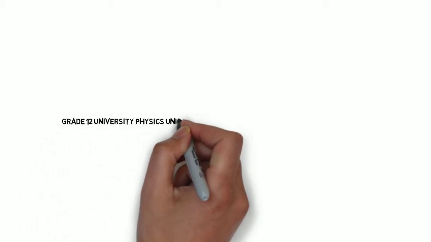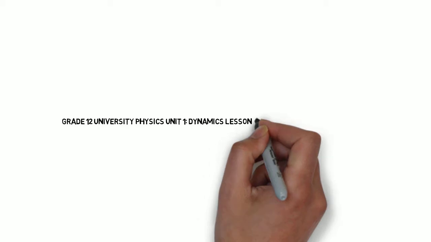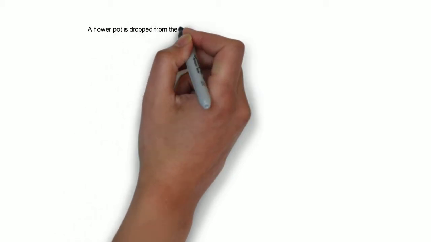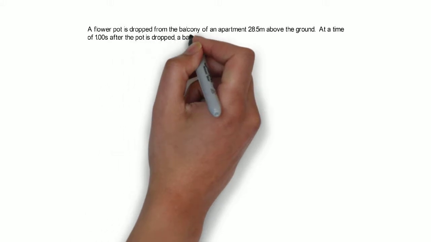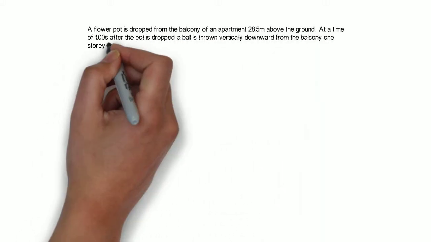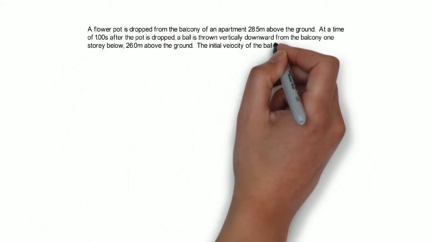This is Grade 12 University Physics, Unit 1 Dynamics, Lesson 6, Acceleration due to Gravity. And this is the flower pot question from your homework today. Here we have a flower pot dropped from the balcony of an apartment 28.5 meters above the ground.